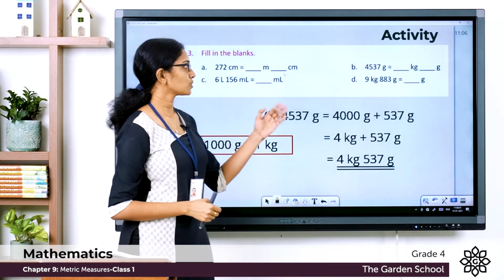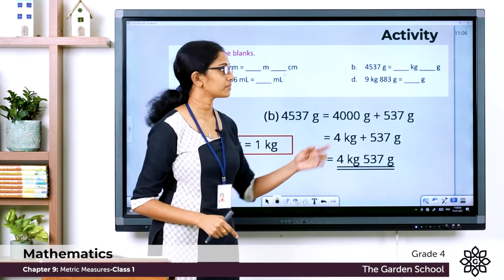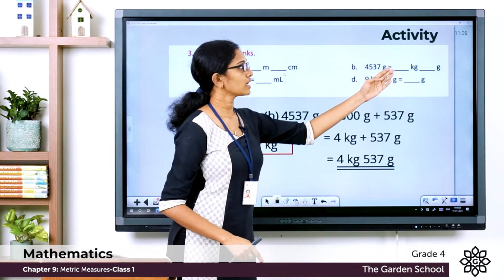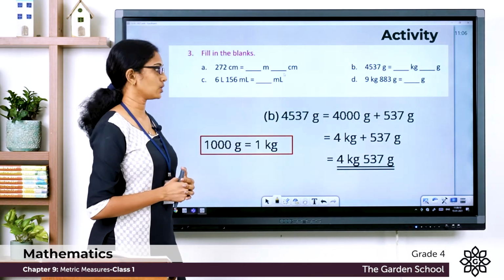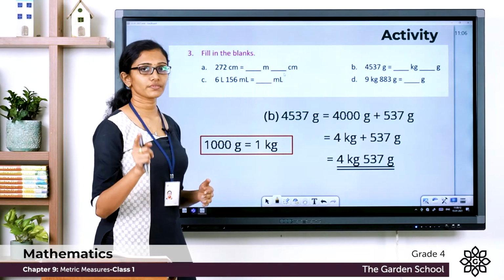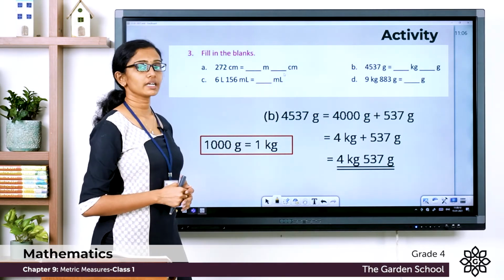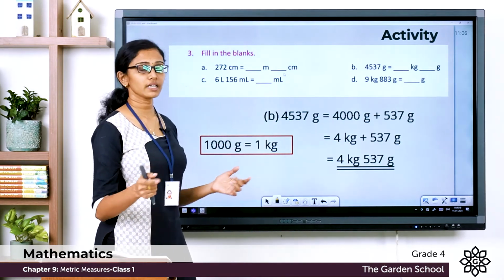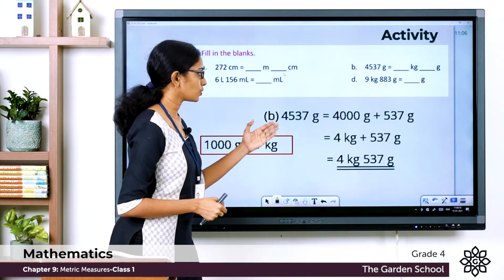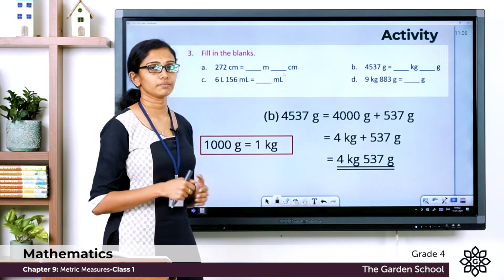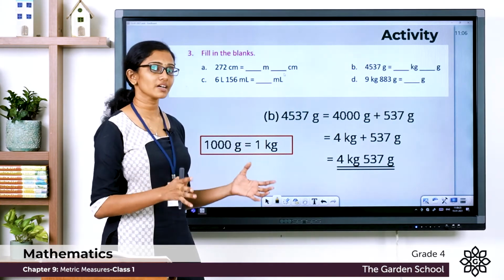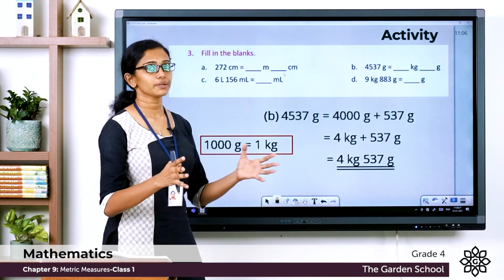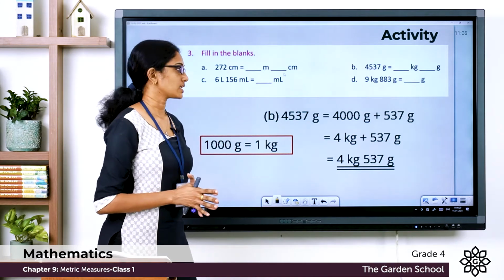The question B, 4537 gram is equal to dash kilogram and dash grams. So we know 1000 gram is equal to 1 kilogram. The given question is in terms of grams. So we have to convert that into terms of kilograms and grams. So see the question, 4537 grams. It is a bit more than 4000 gram, right? It's not exactly 4000 gram, but a bit more. How much more is that?